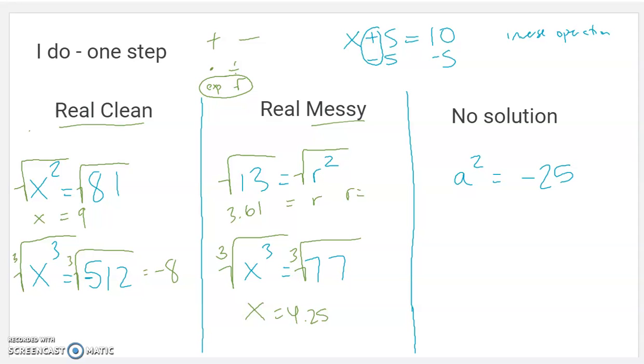And sometimes there's no solution, right? A squared equals negative 25. What times itself is negative 25? Nothing. I can't multiply something by itself and get that. I can write down the steps. The inverse operation of squaring is square root, but there is no square root of negative 25. So there's just no solution to that. There is no number that a can be to give you that.